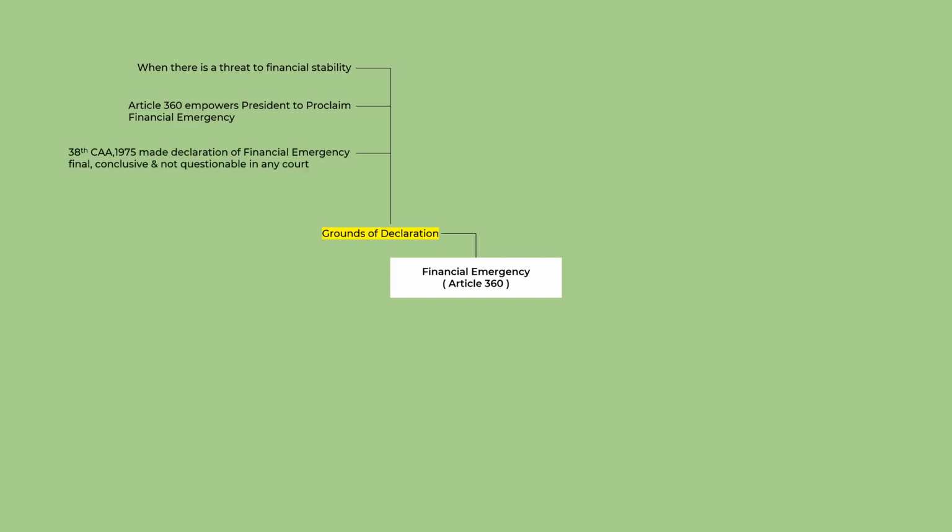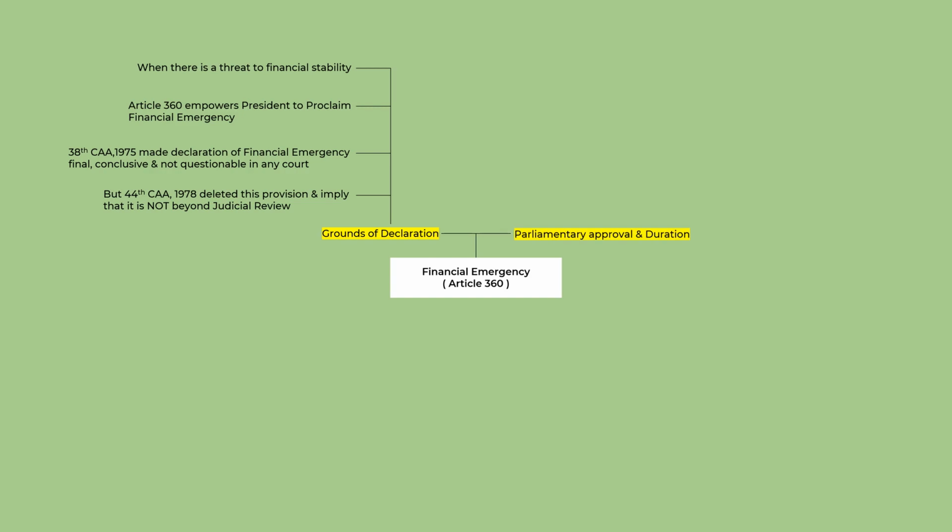Financial emergency. Grounds of declaration. When there is a threat to financial stability. Article 360 empowers the President to proclaim a financial emergency. The 38th Constitutional Amendment Act 1975 made the declaration of financial emergency final, conclusive and not questionable in any court. But the 44th Constitutional Amendment Act 1978 deleted this provision and implied that it is not beyond judicial review.